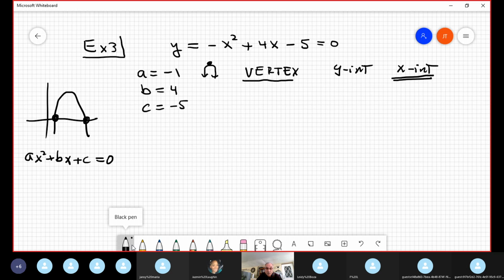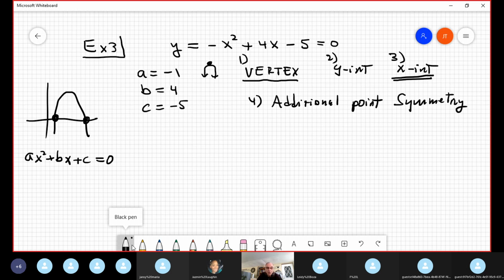Okay. Vertex first. Number 1, vertex. Number 2, y-intercept. Number 3, x-intercept. And number 4, an additional point using symmetry.